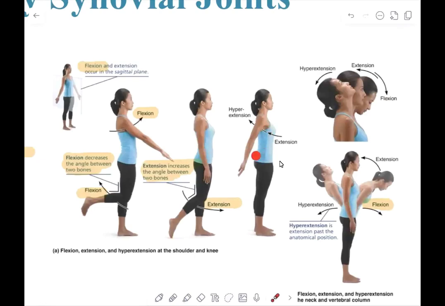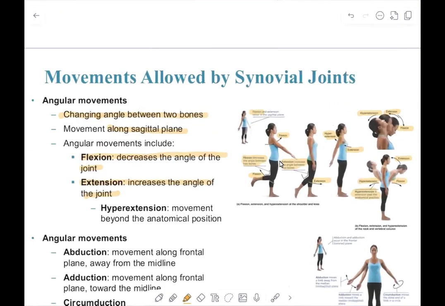Moving her arm backwards increases the angle past 180 degrees. So that's extension. Moving her head back is extension. Forward would be flexion. So touching your chin to your chest is flexion. And also standing straight back up is extension. And going beyond that is hyperextension, past the point of normal anatomical position.